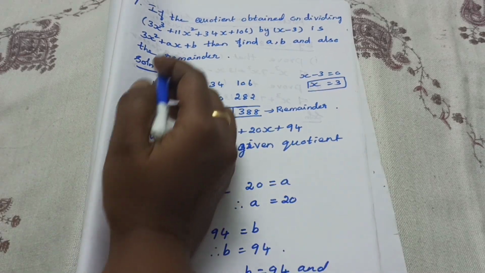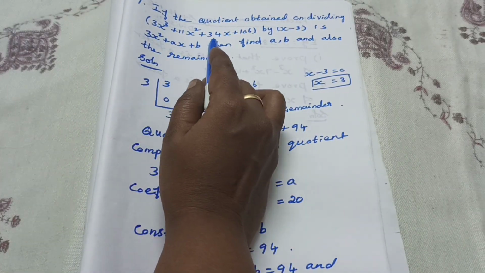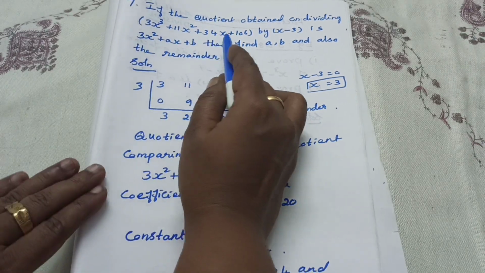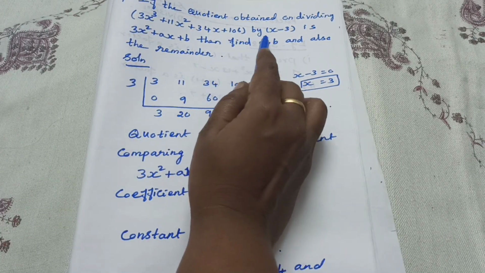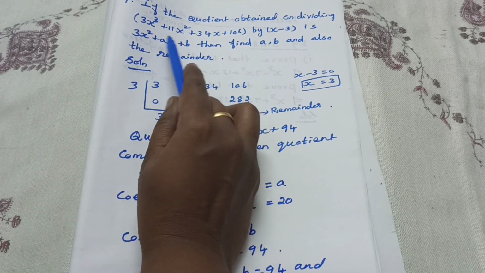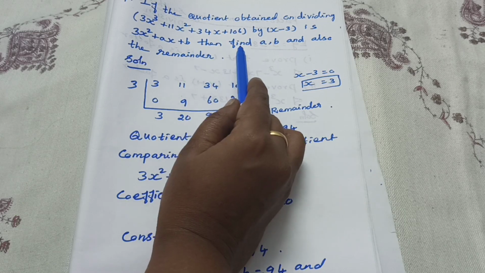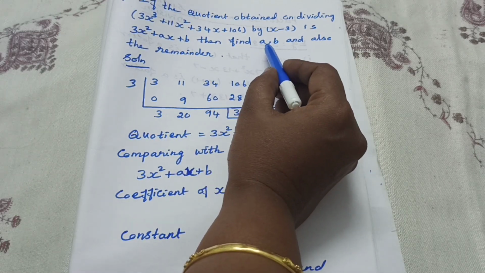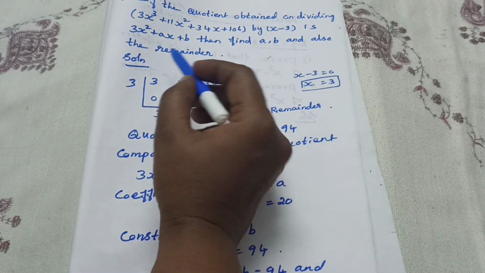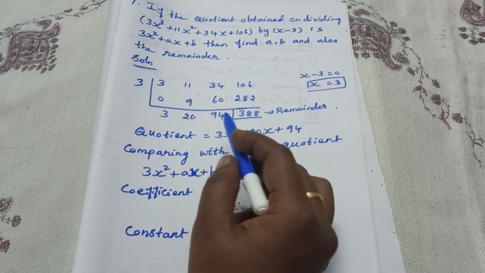Then seventh sum: if the quotient obtained on dividing 3x cube plus 11x square plus 34x plus 106 by x minus 3 is the given quotient 3x square plus ax plus b, then find a, b and also the remainder. A and b values you should find out, and the remainder also you find.